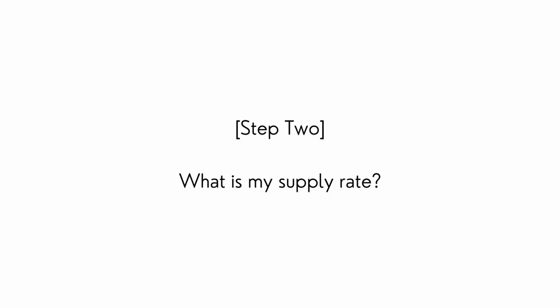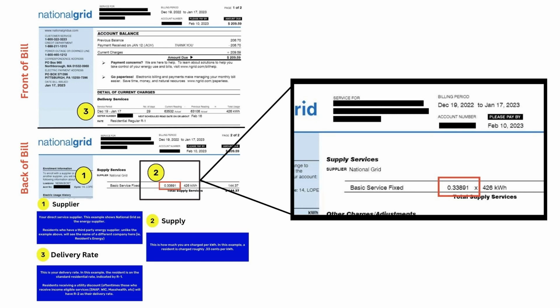Step 2. What is your supply rate? Your supply rate tells us how much you pay per kWh. Your total price also depends on the total amount of kWh you consume. You can find out your price per kWh to the right of the supplier. In summary, your total energy cost is calculated by multiplying the cost of kWh by the number of kWh used.